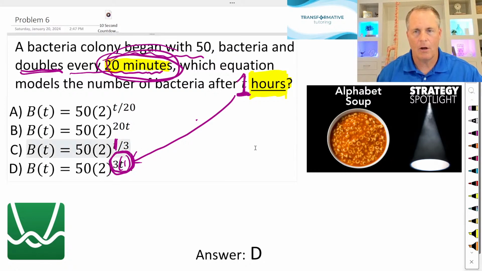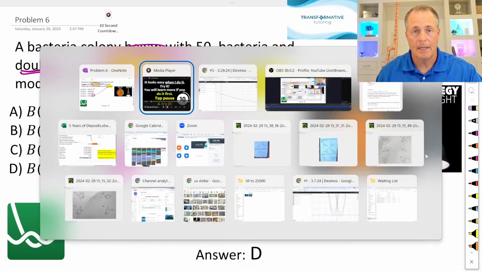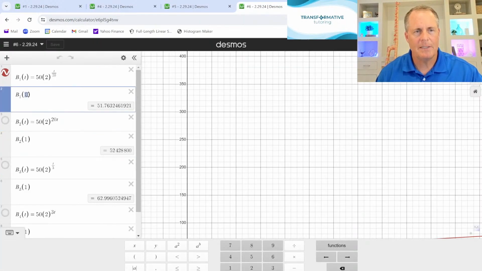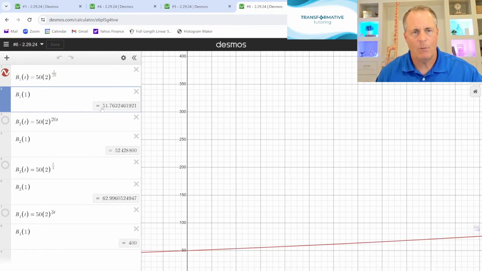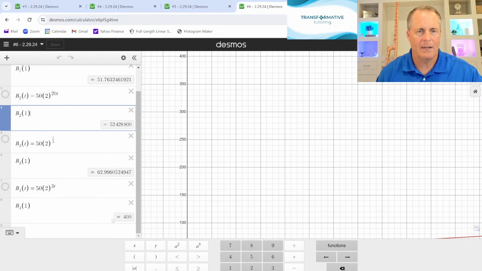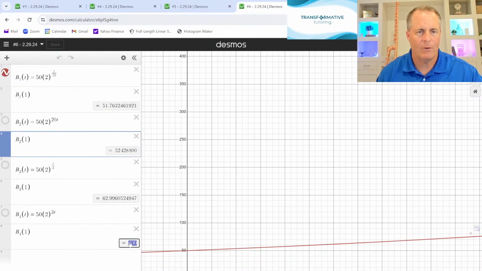Again, you could take all the answer choices and put them in Desmos and take a quick look at them and compare. And so what I did is I said, well, let me check in this first equation how many there would be after 1 hour. And to me, there shouldn't be just 51 bacteria after 1 hour. But I could try this equation after 1 hour. And that came out to be millions and millions of bacteria. That didn't sound right. And then 62 bacteria, and then down here 400.